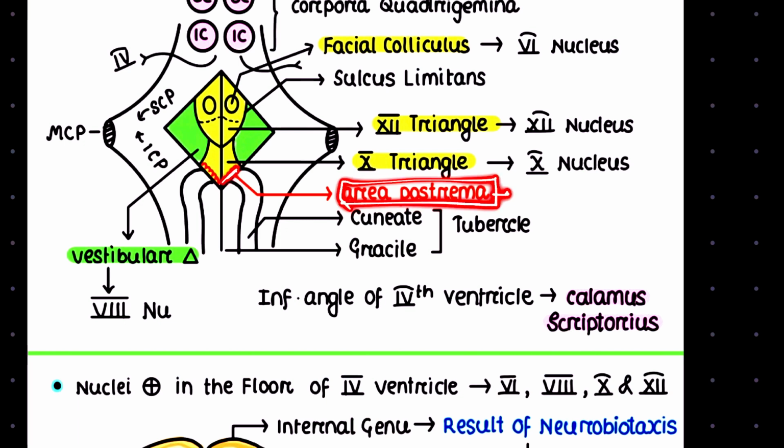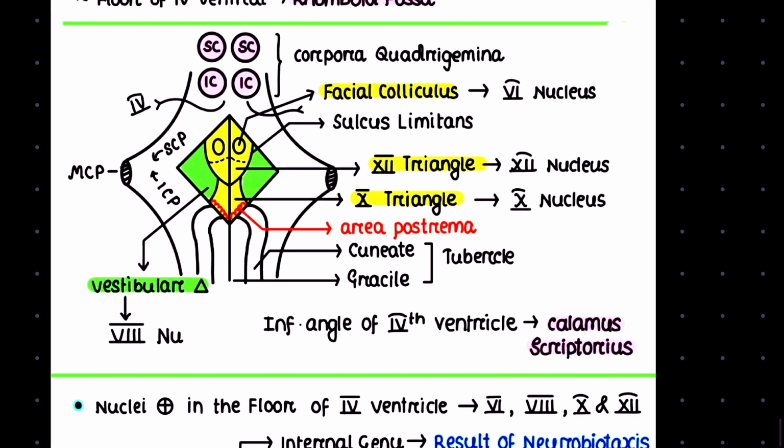That's why these are the regions where the blood brain barrier is not found. Now, I think everything is clear in this diagram. We are all aware of each and everything here.